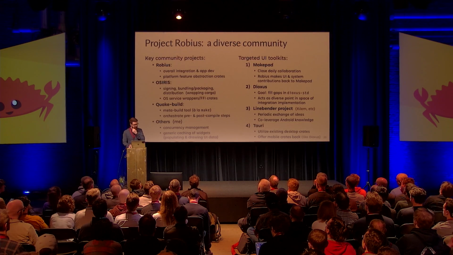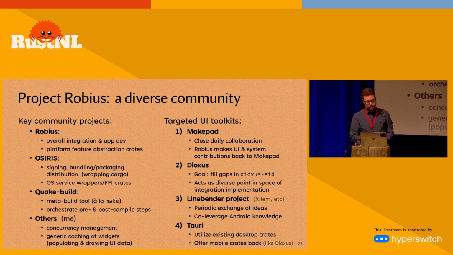Okay, so let's get into some specifics of what Robius actually comprises. We have a pretty diverse community of various projects. The Robius project itself is sort of just an umbrella that deals with the overall integration and basic app dev concepts. I myself am working on that as well as platform feature abstraction crates across different platforms. The Osiris project is run by David Reinsberg. I think he's here somewhere, but he also gave a talk on Monday if you were there at the GOSIM. This is the project that deals with signing, bundling, packaging, and distribution of apps, dealing with how to wrap Cargo properly for that, and then also some wrappers around the lowest level OS services on each platform.